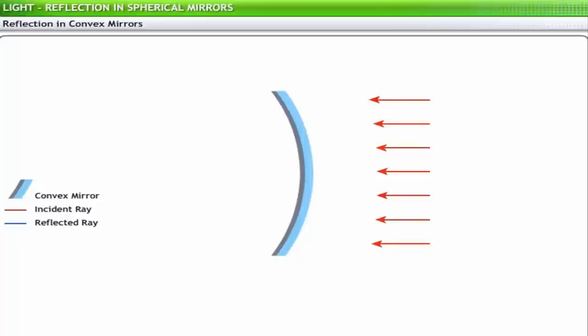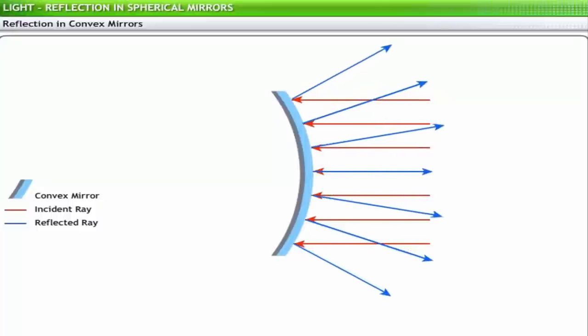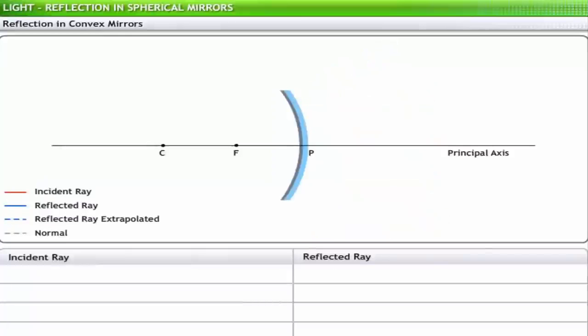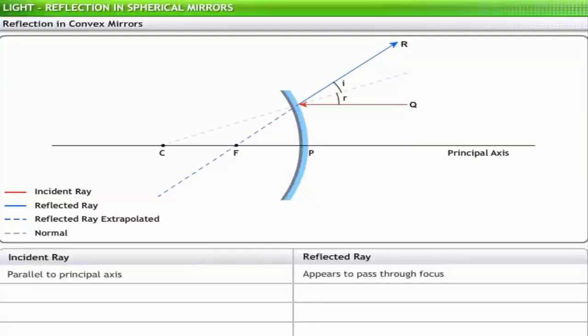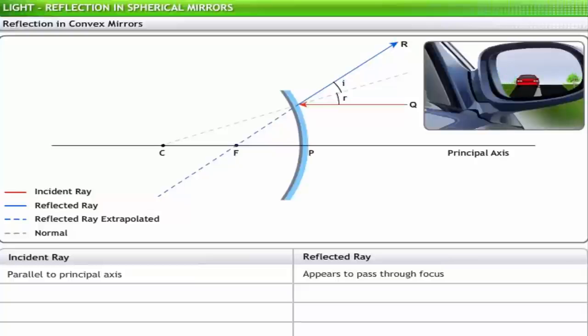The behavior of the light rays reflected from a convex mirror varies based on the angle of incidence on the mirror. Let's take a look at a few cases of reflection of a light ray from a convex mirror, taking the example of a rear-view mirror. In the first case, incident rays are parallel to the principal axis. In this situation, the reflected rays appear to pass through the focus. In a rear-view mirror, incident rays parallel to the principal axis enables the driver to see the car traveling exactly behind his car.